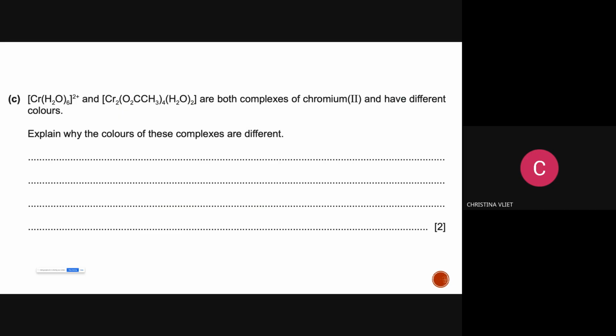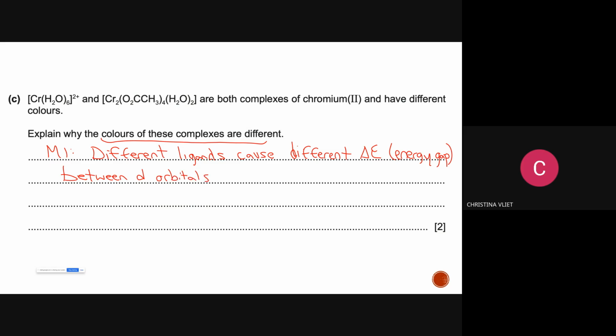Chromium with water and chromium with whatever that is with water are both complexes of chromium. They have different colors. Why are they different? So 2 marks. What is the first one we should say? Different ligands give different colors. Yes, but they want more than that. When you have different ligands, the energy change is different between orbitals. So different ligands cause different energy gaps, different delta E between the orbitals. So that's the 1 mark: different ligands cause different delta E, like different energy changes.